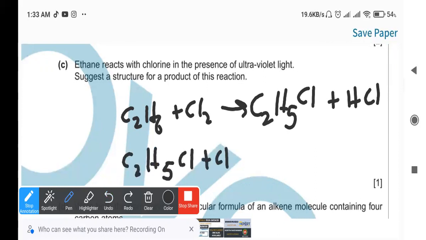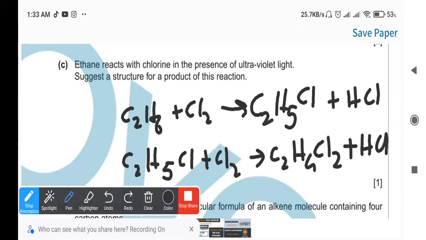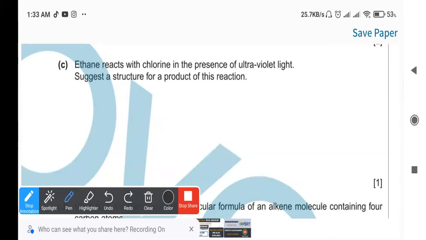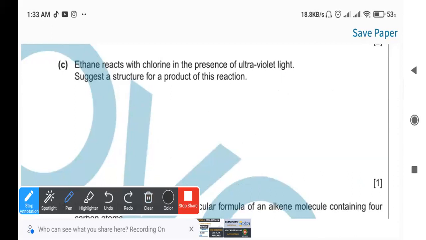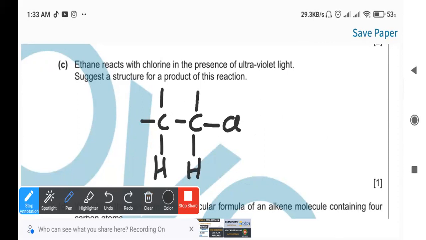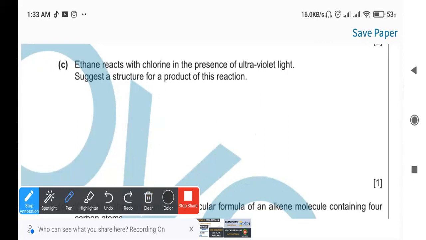Then C2H5Cl plus Cl2. Again, one hydrogen atom will get displaced, producing C2H4Cl2, giving one HCl. You can also draw the structure of this compound that I've circled. I prefer to draw the structure of the first compound. So it's like this: Cl, H, H, H, H, H.